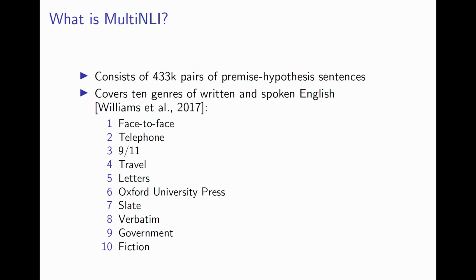Among the texts used to formulate the corpus are works from the Open American National Corpus. Some of the more interesting texts that make up MultiNLI include works from the Oxford University Press, as well as reports from the 9/11 Commission concerning the events of September 11, 2001. This shows the diversity of content within the corpus.